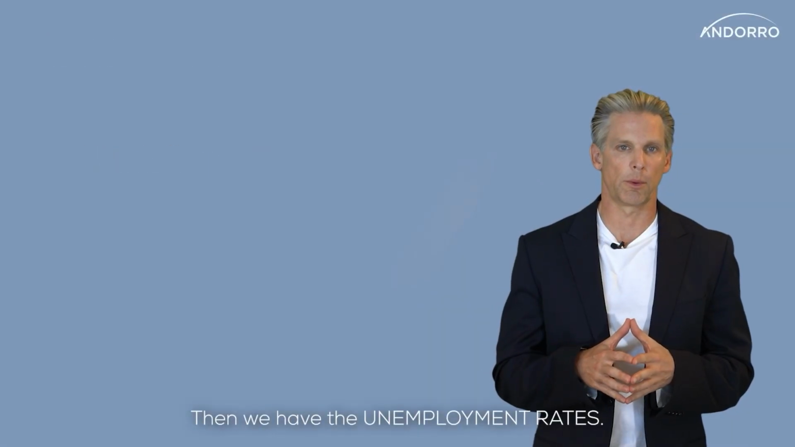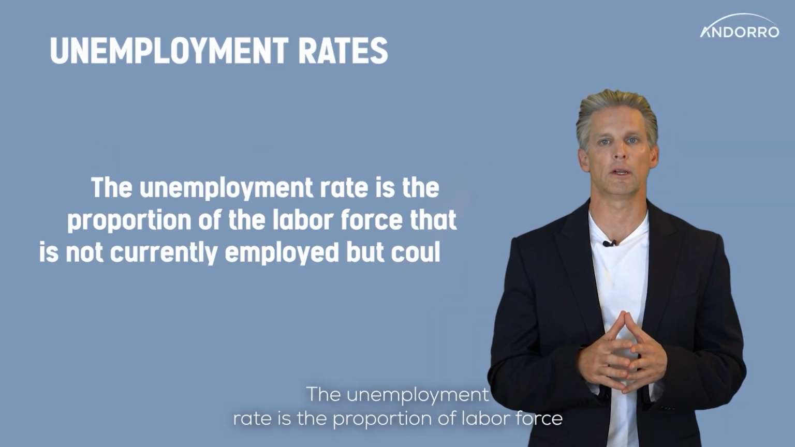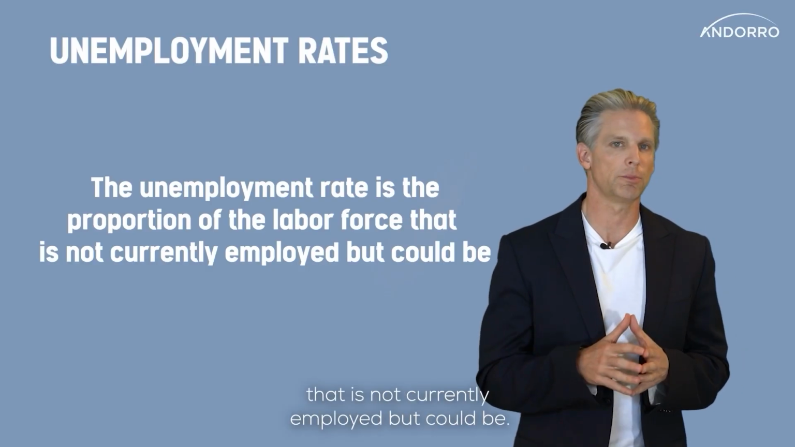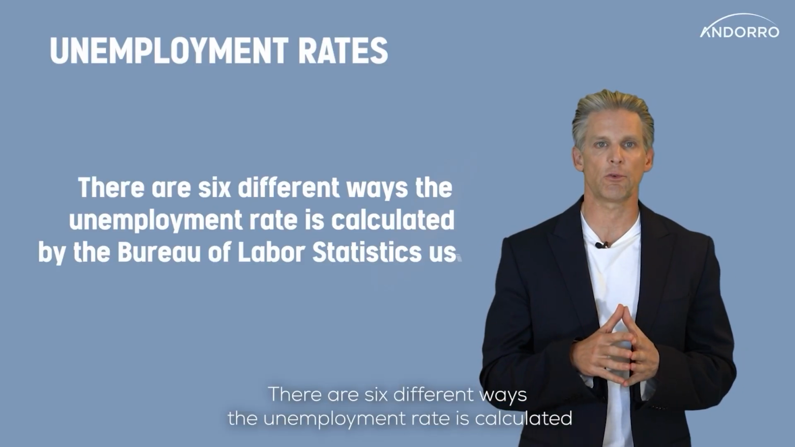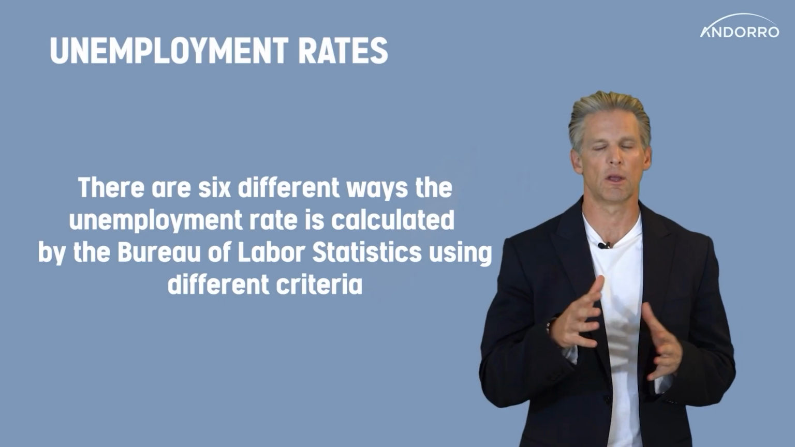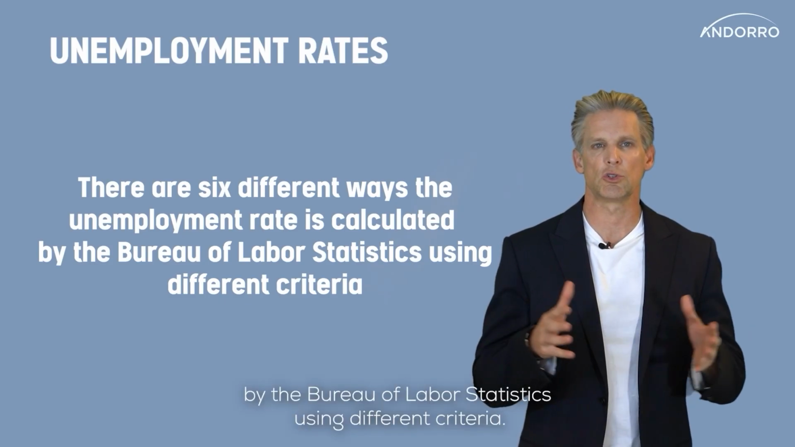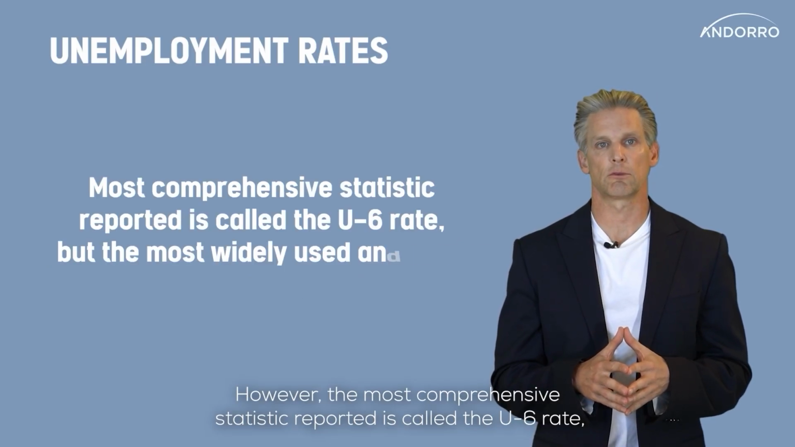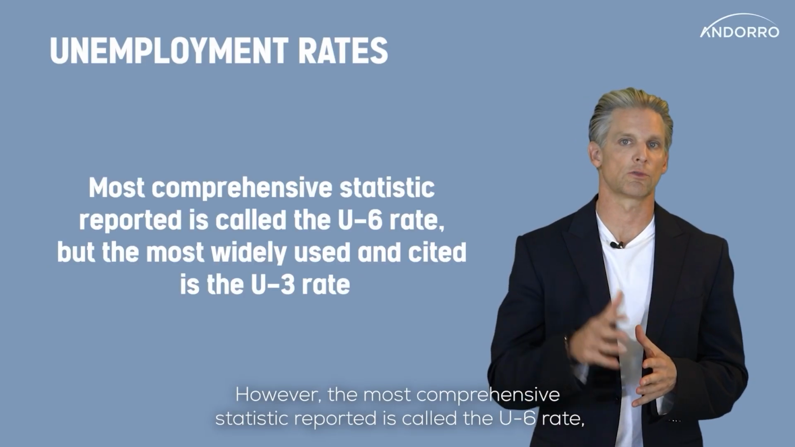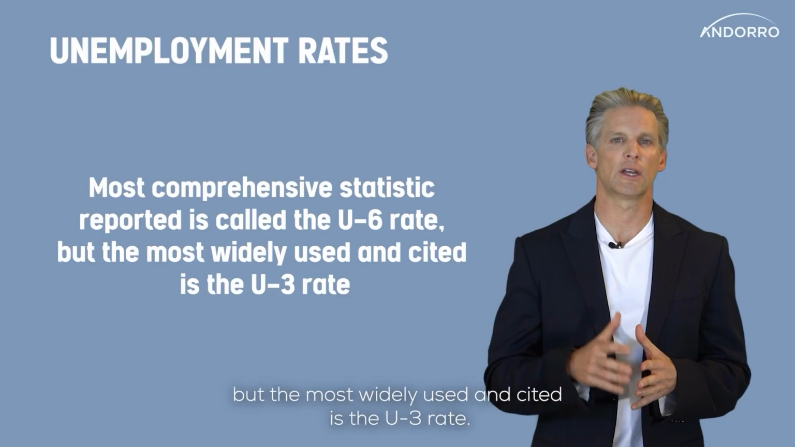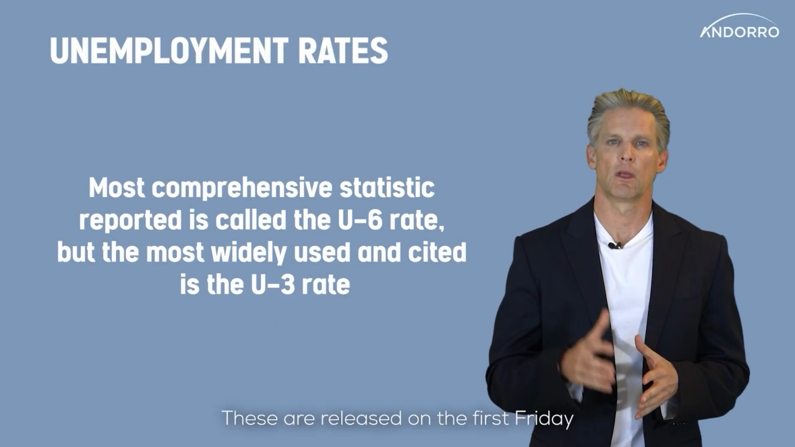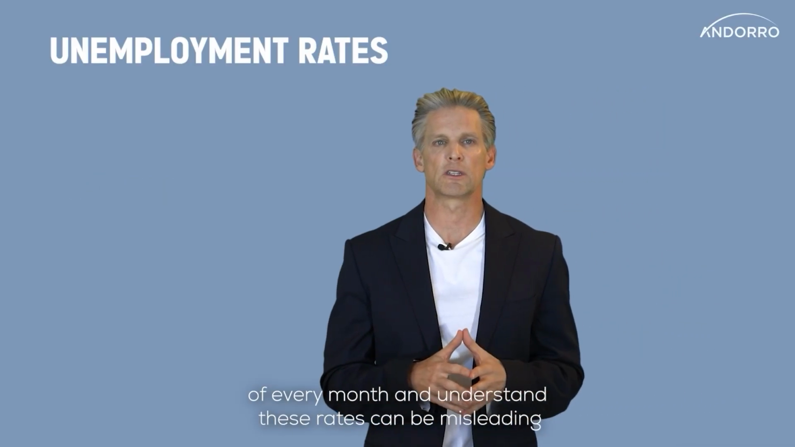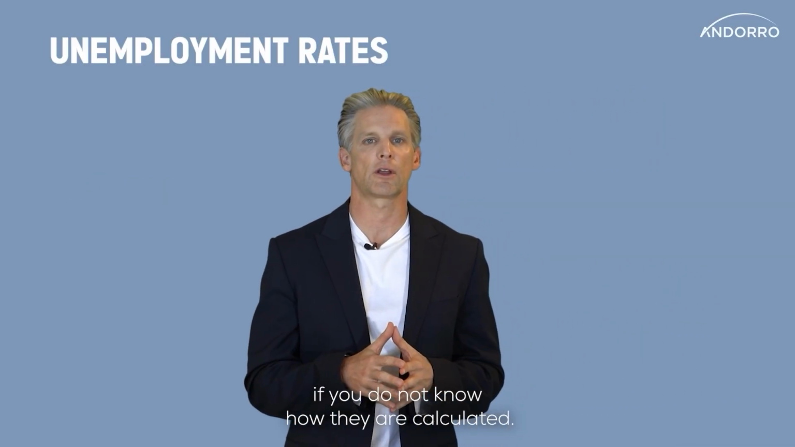Then we have the unemployment rates. The unemployment rate is the proportion of labor force that is not currently employed but could be. There are 6 different ways the unemployment rate is calculated by the Bureau of Labor Statistics using different criteria. However, the most comprehensive statistic reported is called the U6 rate, but the most widely used and cited is the U3 rate. These are released on the first Friday of every month, and understand these rates can be misleading if you do not know how they are calculated.